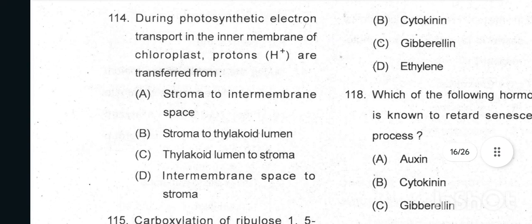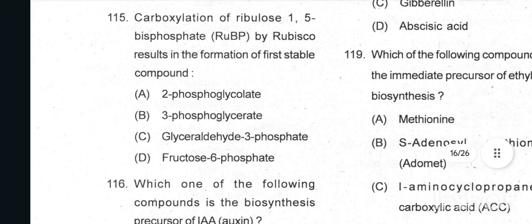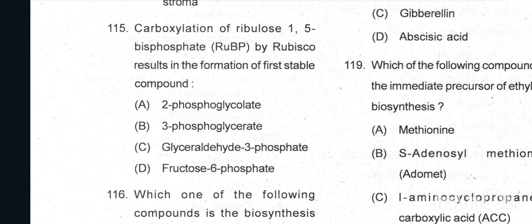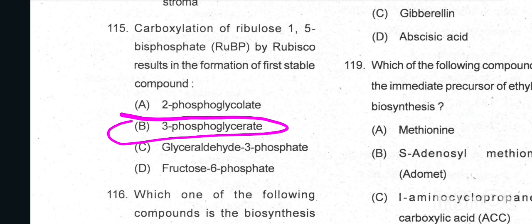Question number 114, during photosynthetic electron transport, the inner membrane of chloroplast, protons are transferred. So protons are always transferred from stroma to thylakoid membrane. Then question number 115, carboxylation of ribulose 1,5 bisphosphate RuBP by RUBISCO results in the formation of phosphoglyceric acid, which is a 3 carbon compound or 3 phosphoglycerate.